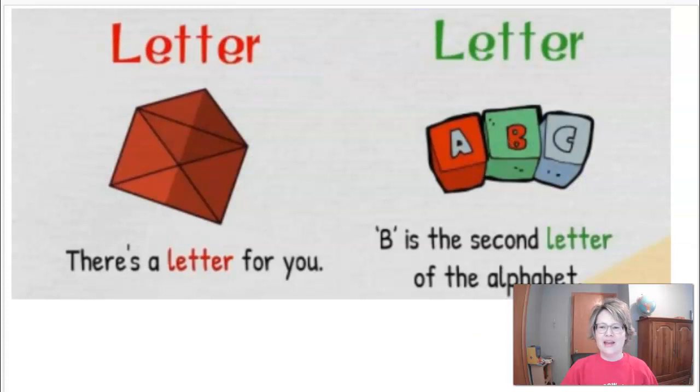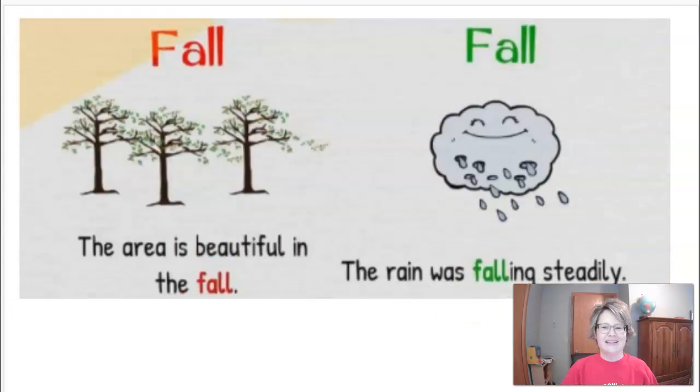Here's another one, letter and letter. There's a letter for you in the mail. Or B is the second letter of the alphabet. Here's another homograph, fall and fall. The area is beautiful in the fall, like the season. Or the rain was falling steadily. Something is falling down. So those are two different meanings of the word fall.